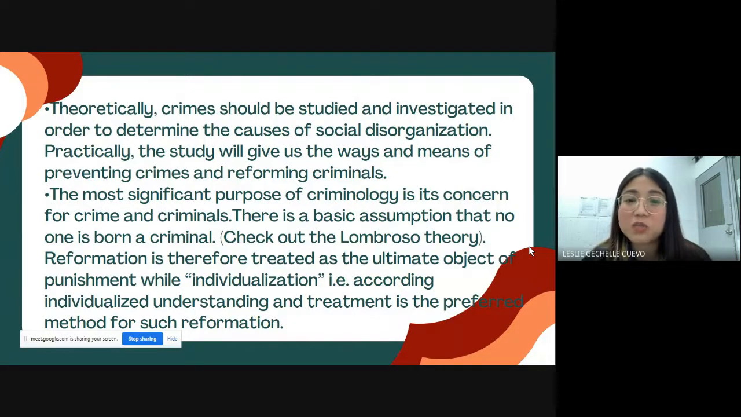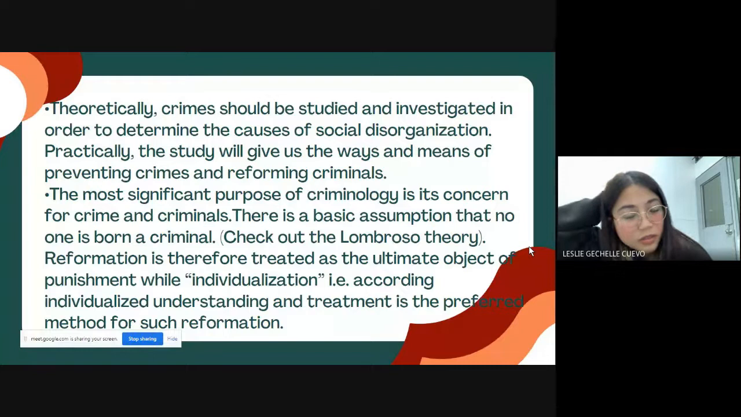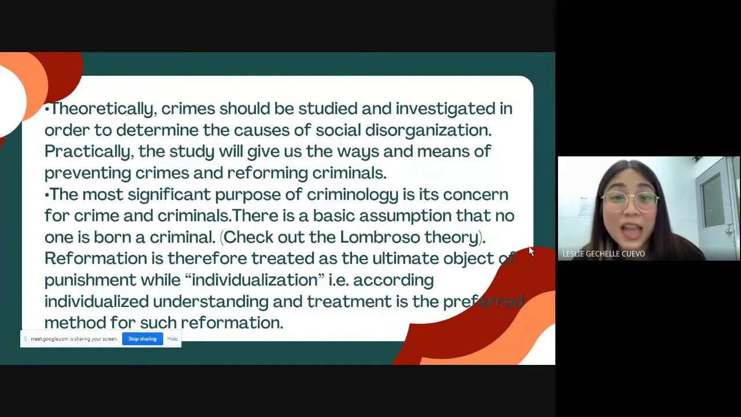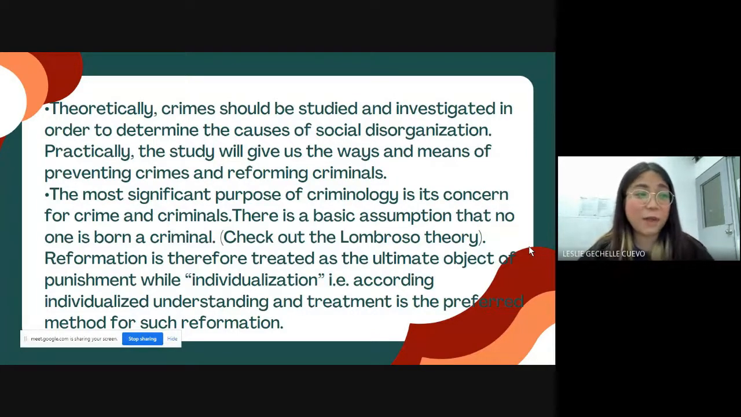Reformation is therefore treated as the ultimate object of punishment, while individualized understanding and treatment is the preferred method for such reformation, means na ang pagre-reforma sa isang tao ay hindi pwedeng pare-parehas. For example, may mga nakikita ako sa Facebook. Merong unggoy, merong isda, tsaka meron atang kabayo. Ganon. Magkakaibang uri ng ibon. Magkakaibang uri ng hayop. Kapag si teacher sinabi, "O ganito ang paglipad." O syempre si bird mag-e-excel do'n. Pero paano naman yung isda, paano siya lilipad, 'di ba? Flying fish yarn? Hindi naman.